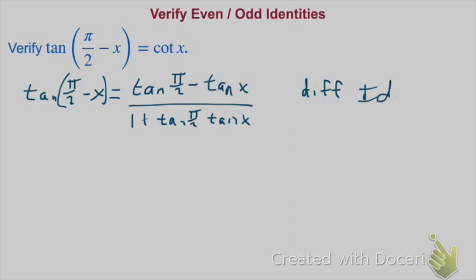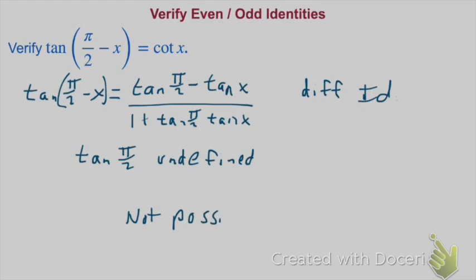Okay, from here we're going to evaluate it, and hopefully you'll notice when you try to evaluate this, the tangent of pi halves would be sine over cosine, which is 1 over 0, and tangent of pi halves is undefined. It's where our asymptotes are. So what we have here is an identity that's not possible. We can't go any further. We got to a place where this is not possible. And sometimes when we do want to try to verify an identity, we find out it does not work. This one does not work.